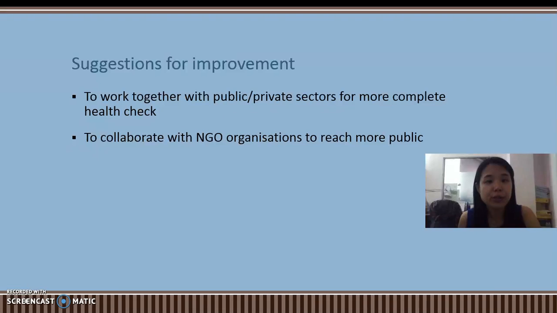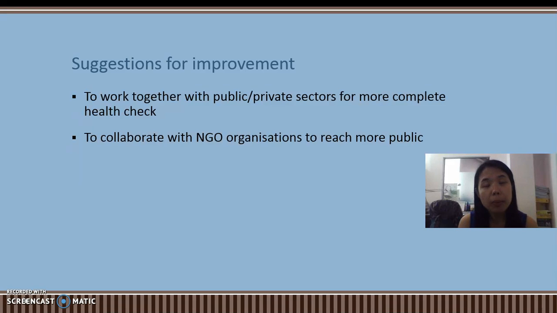And lastly, my suggestion for improvement is to work together with the public or private sector for a more complete health check. For example, I will suggest working together with the blood bank for a blood donation campaign, because usually what I notice in blood donation campaigns is that we will be able to draw more crowds to the event.